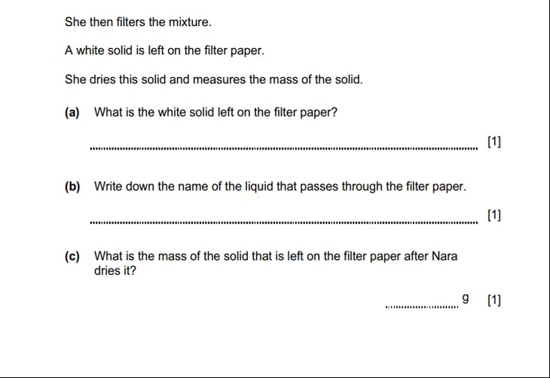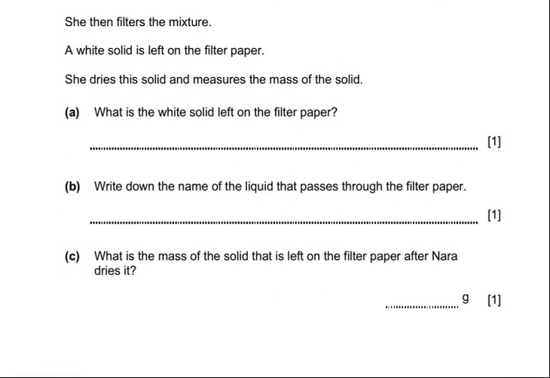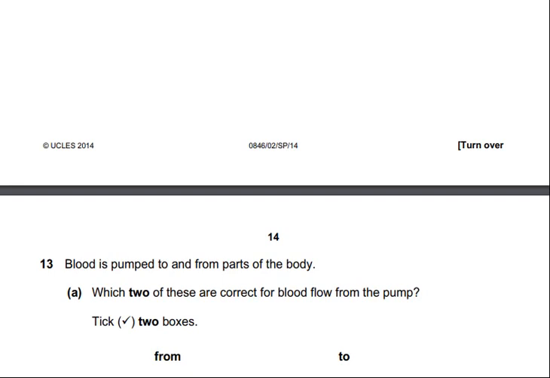So it's only 2 grams, because as we said here, we have 2 grams of chalk. It does not increase and it does not decrease, it stays the same. That's why the amount of the white substance that's left on the filter paper is 2 grams. So of course you just write down 2. The letter G is already written here, no need to write it, you just write down 2.